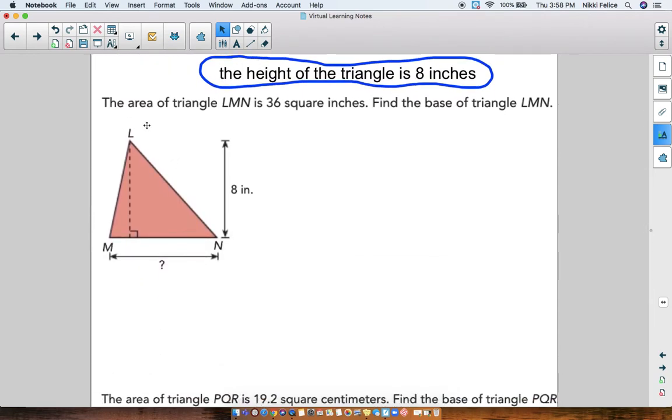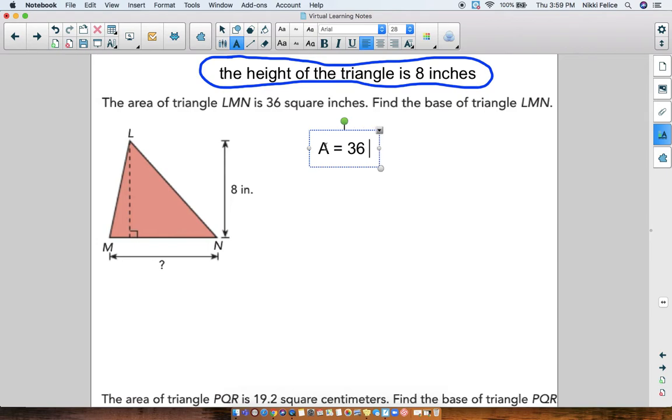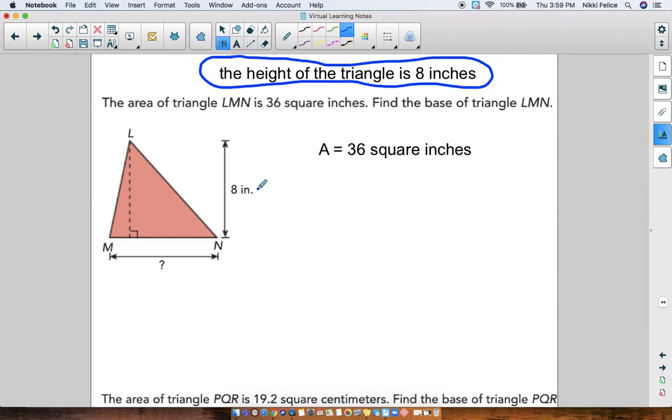The area of triangle LMN, that's this one, is 36 square inches. Okay, so area equals 36 square inches. Yep. We want to find the base of the triangle LMN. Why? Because we have this. What does this represent? This is the height. The height is 8 inches. This, the base, that's what we don't know.